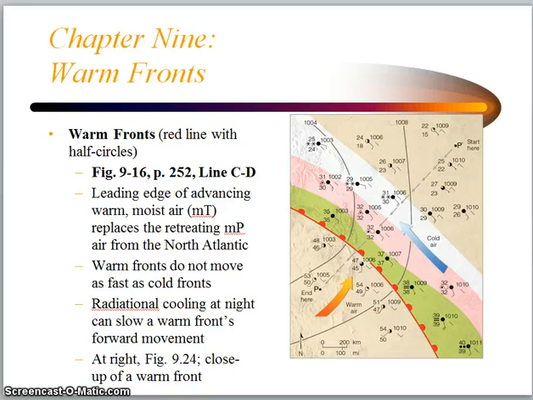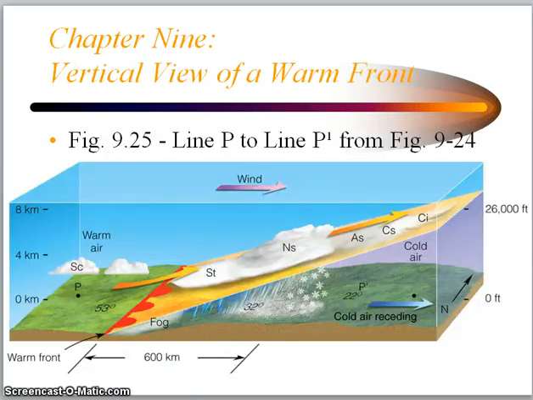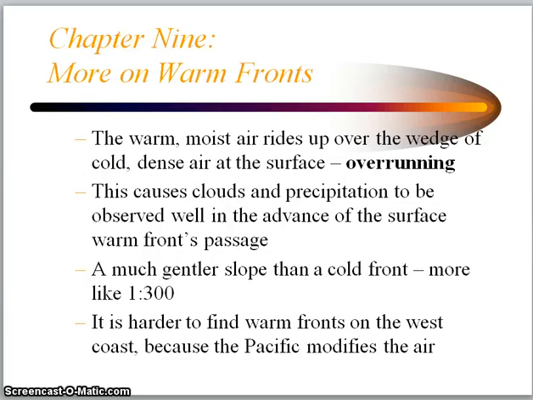Now, sometimes at night, radiational cooling can slow a warm front's forward movement. This figure, 9.24 on the right, has a line on it. Can you see it? It goes P prime, all right? And so what I'm going to do now is switch to the next slide, which is essentially a vertical view or cross-section of that line and the kind of weather that would be experienced perhaps by an observer if you were in an aircraft and you flew along that line. Obviously, in the advance of the warm front, it would be colder with frozen precipitation, which would then change to rain. There might be fog associated with the warm front, and then the warm front goes through and it clears up and it warms up and the wind shifts. So that's a little bit about warm fronts.